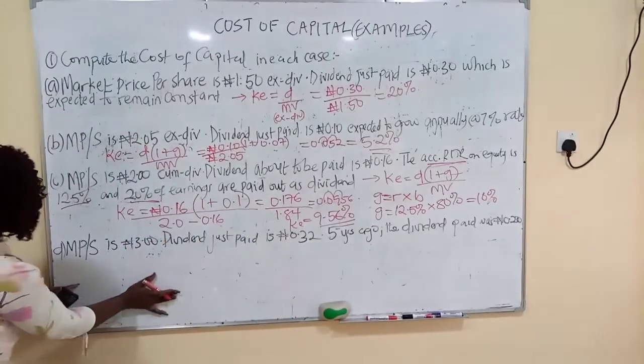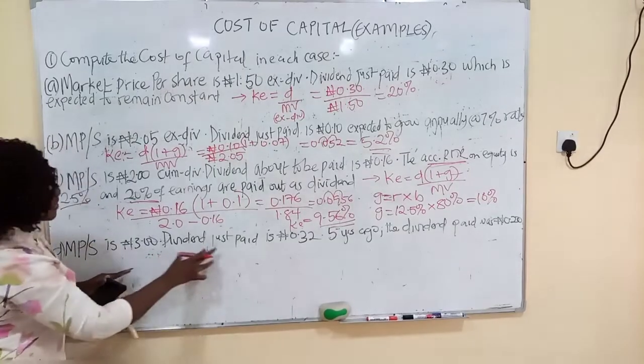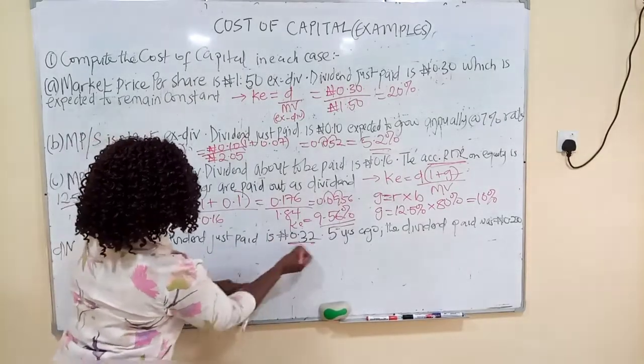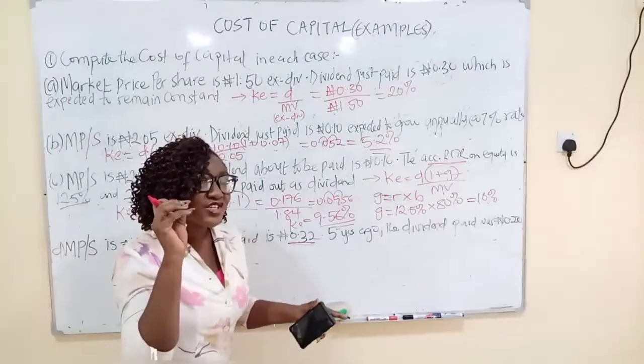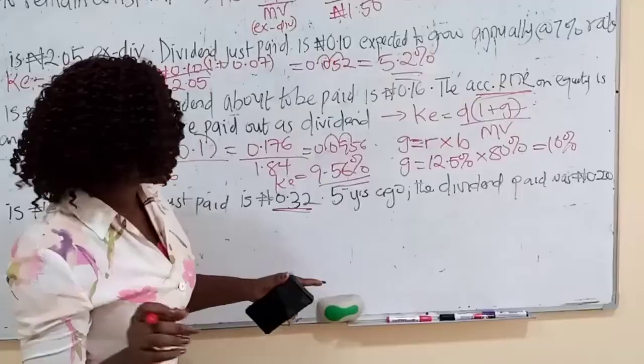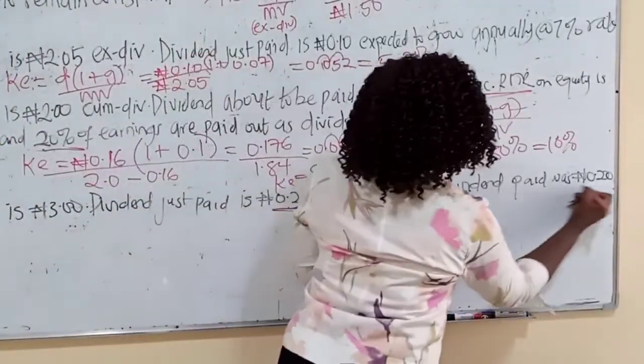Now let's go to the last example in this section. Market price per share is 3 naira. Dividend just paid is 0.32. 5 years ago, that has given you indication of the historical method of calculating growth. Why are you telling us about oldest dividend? 5 years ago, the dividend paid was.